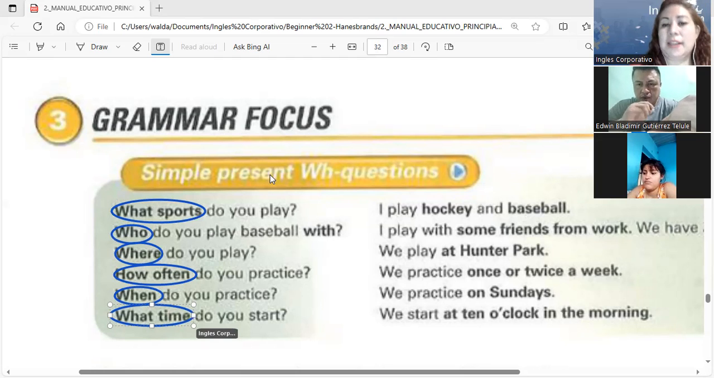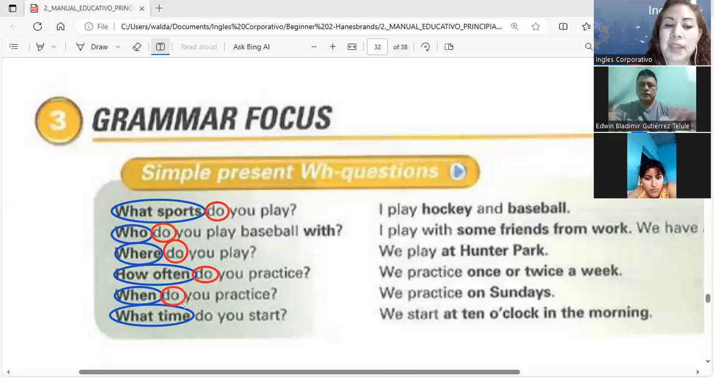Good. All right. Excellent. So we always start with the WH question words. After that, we use the auxiliary. We can either use do or does. In this case, all of them were using do because the subject is you. But if the subject were she, for example, or he, then this would be does. Do we understand?